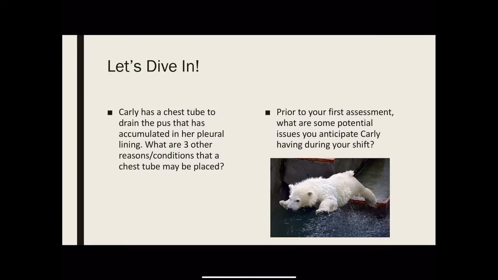So Carly has a chest tube to drain the pus that has accumulated in her pleural lining. What are 3 other reasons or conditions that a chest tube may be placed? So a couple answers for this would be like a tension pneumothorax, a large symptomatic pneumothorax, or it could also be used as a surgical drain.